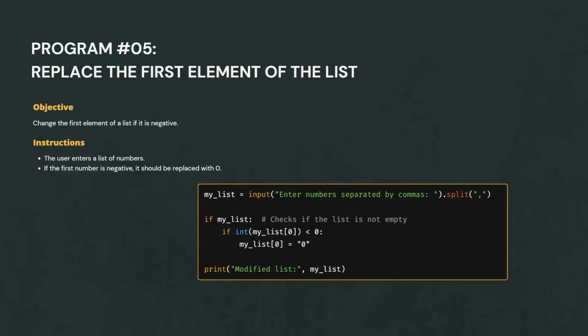So just imagine the user will enter a list of numbers and we will check if the list is not empty. And then if the first element is negative, we'll replace it with a zero. And finally, we will print the modified list. Okay, let's start coding together.